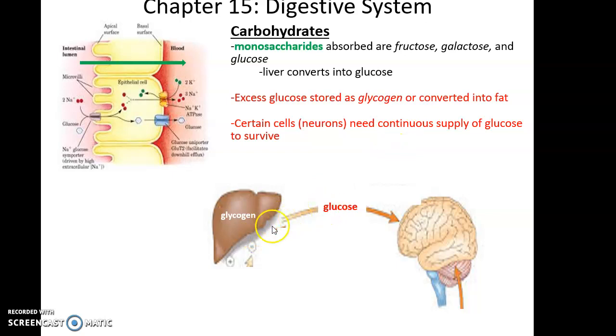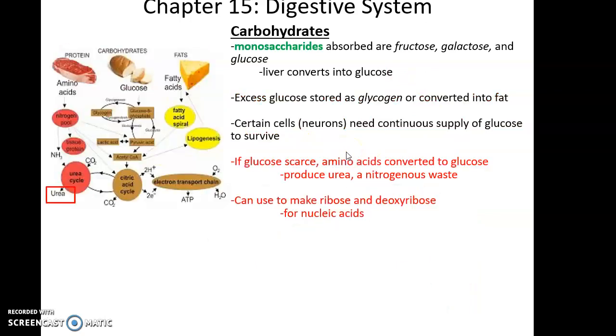And then the liver is going to be releasing glucose constantly because our body needs lots of glucose all the time, especially the brain. The brain needs huge amounts of glucose to make energy so the neurons can function properly. If glucose gets scarce, then the liver can turn amino acids into glucose. This produces urea, a nitrogenous waste that goes into the bloodstream and ends up in the kidneys and urine. Also, the liver can make ribose and deoxyribose in case we need those for nucleic acids.